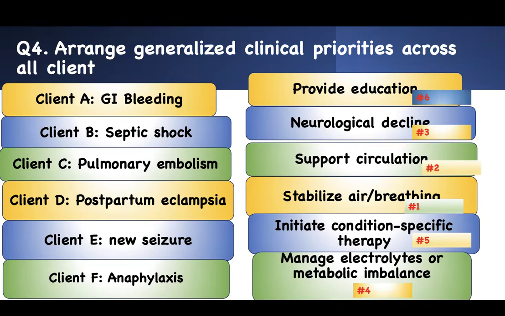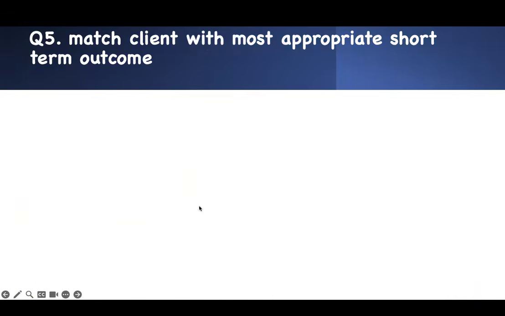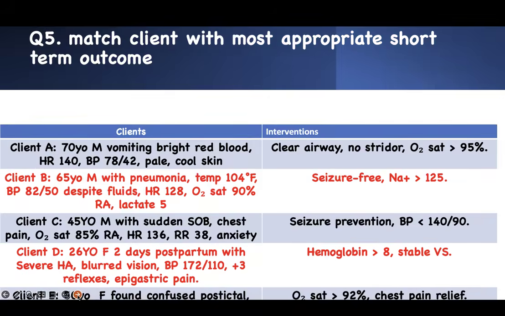Like I said, the question stem is that, but not the case. I'm creating this case. But you have to be comfortable to be able to master this question. Number 5, match the client with the most appropriate short-term outcome. Now they're telling you we've done something for them. What will be the short-term outcome for each individual patient? You know them. Let's review them again.